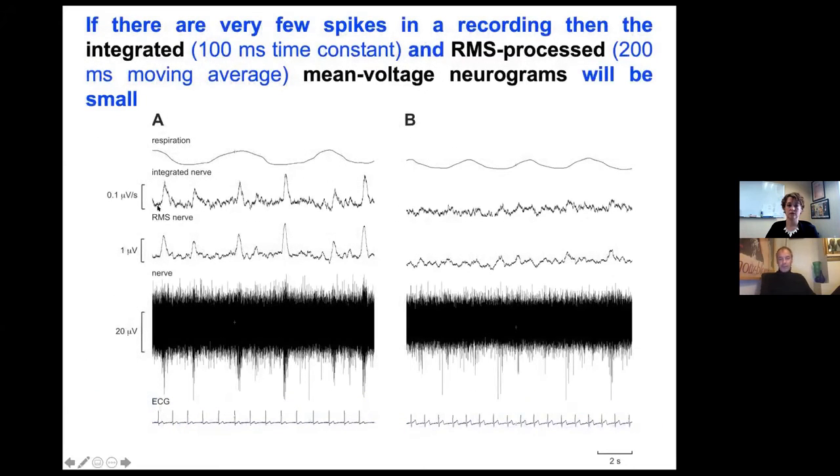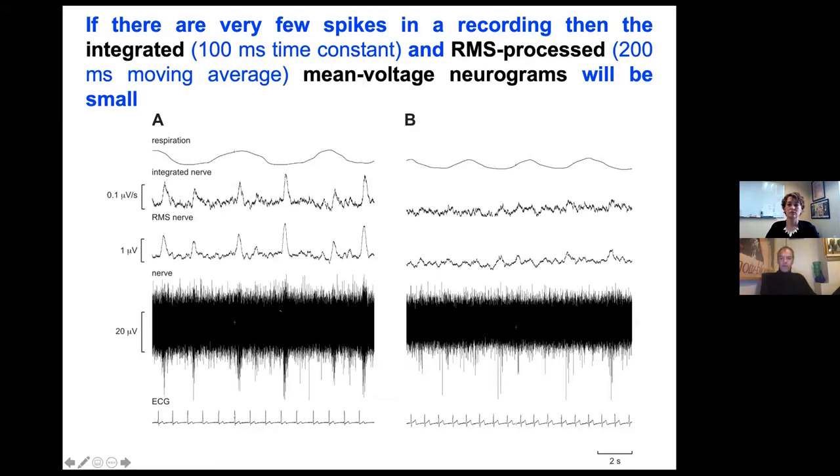So here is an example on the left of a typical multi-unit recording that we would obtain from our lab. We've got spontaneous bursts of negative-going spikes. Here's the ECG. This is the root mean square processed nerve signal, and this is the integrated nerve signal. They look similar, but they are different processes to obtain. This is essentially a leaky integrator with a time constant of 100 milliseconds. The root mean square signal, however, is a moving average taken over 200 milliseconds, so we get a much smoother profile and we don't have a time lag introduced, which really is of no consequence.